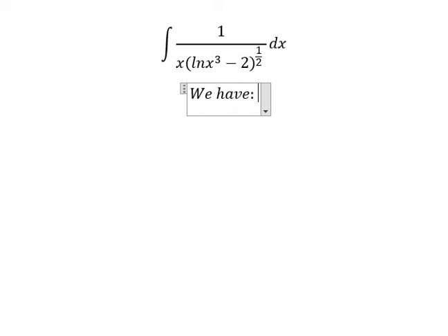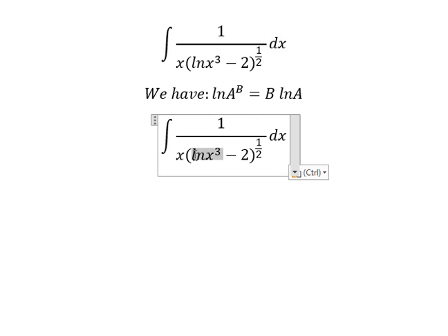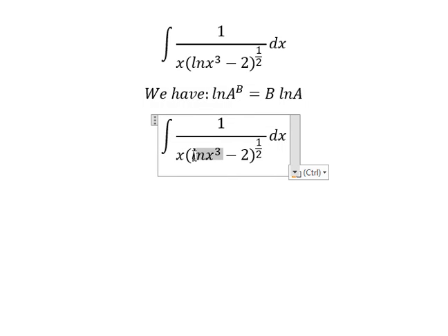That is about ln a to the power of b equals b ln a. So I will transform this one into this one. So we have 3 ln s.